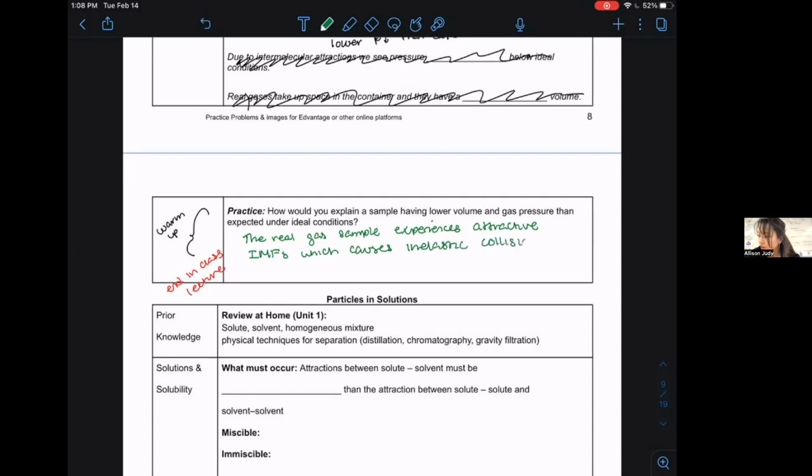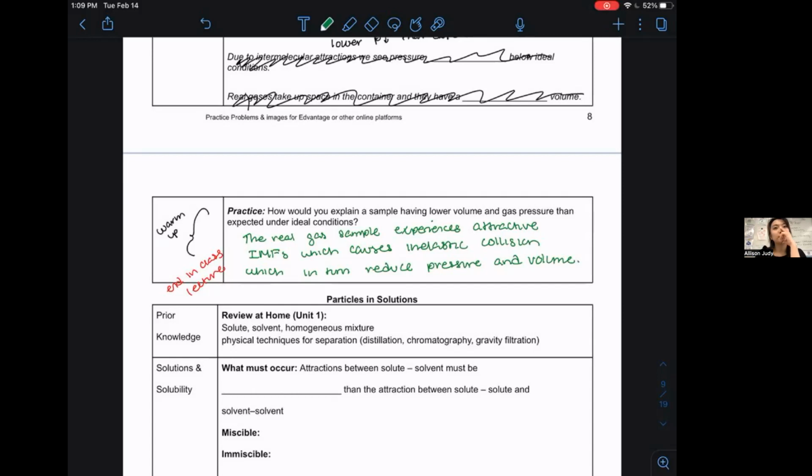Okay, so we have the real gas sample experiences attractive forces such as IMFs, which cause inelastic collisions, which in turn reduce pressure and volume. All right. Great. Awesome. That's one way to answer it. You could word it slightly differently, but the big idea is yes, you should tack on the concept of IMFs as the big reason.